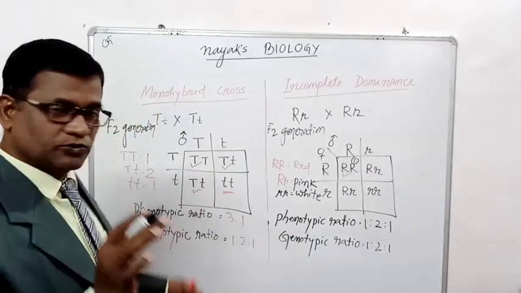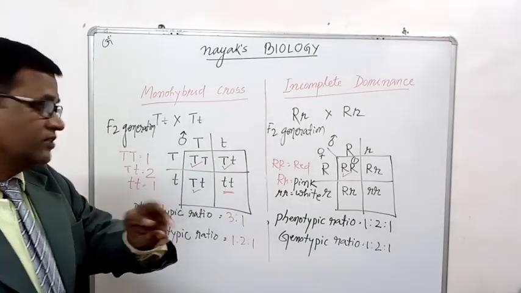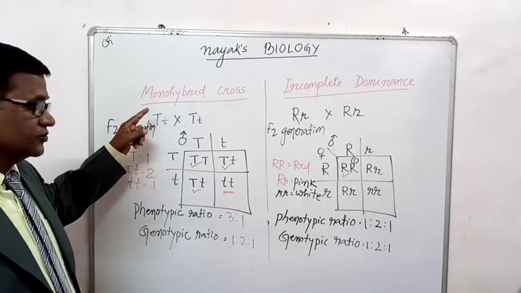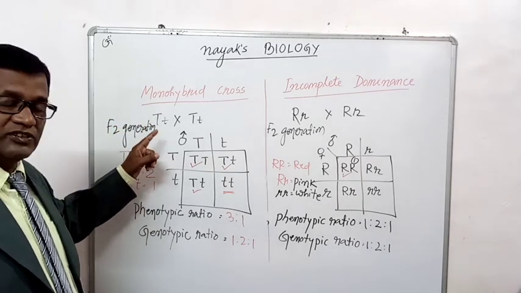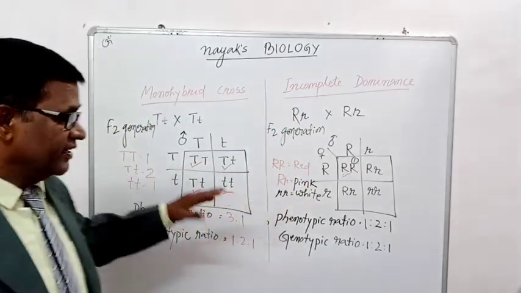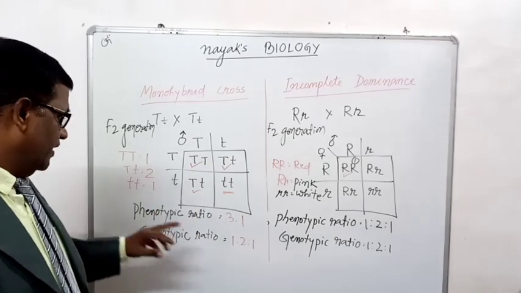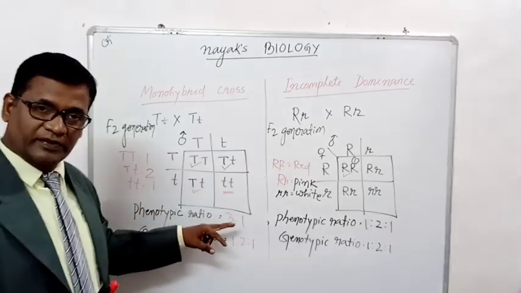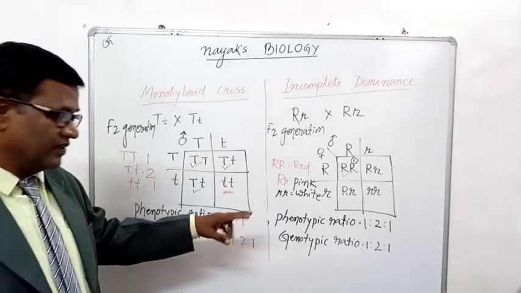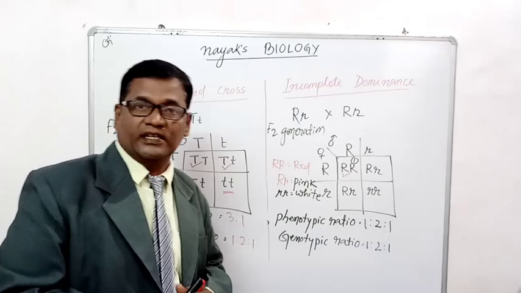That is the difference, in recapitulation. I will give 3 points. In the monohybrid cross, in the F1 generation it is dominant. For incomplete dominance, it is not dominant. It becomes an intermediate or intermixed color, that is pink. The phenotypic ratio in the monohybrid cross is 3:1, whereas here it is 1:2:1. But the genotypic ratio is the same for both.